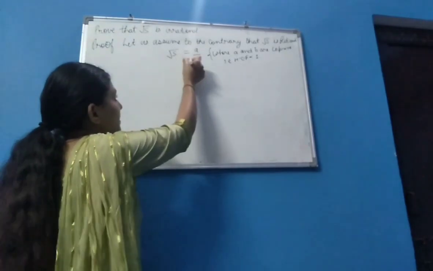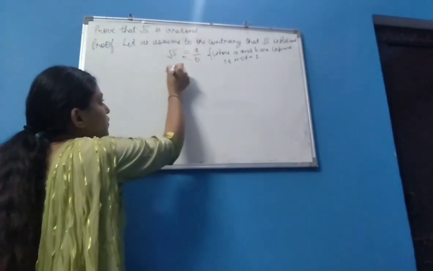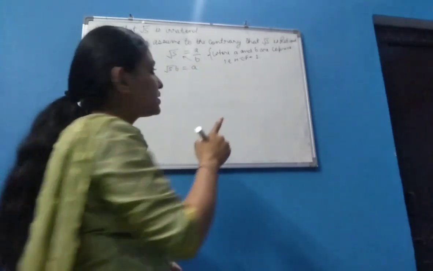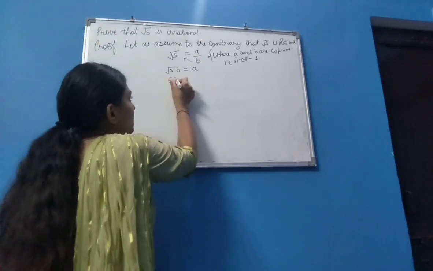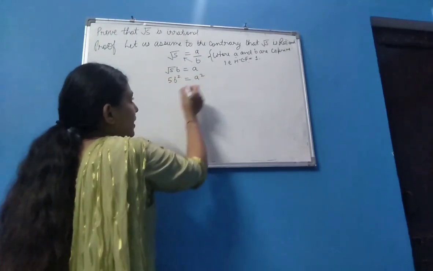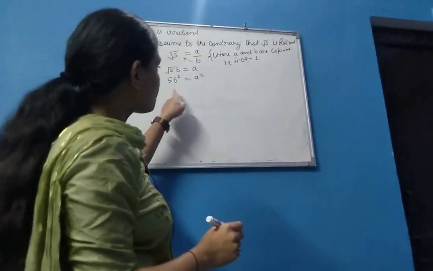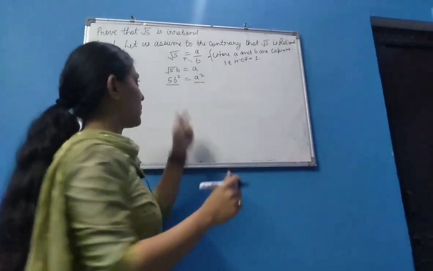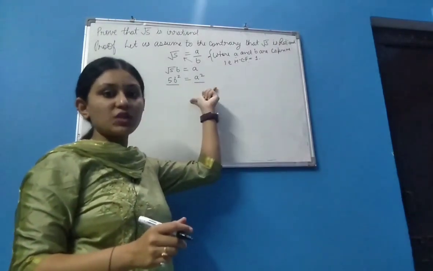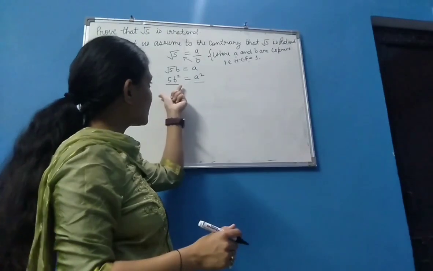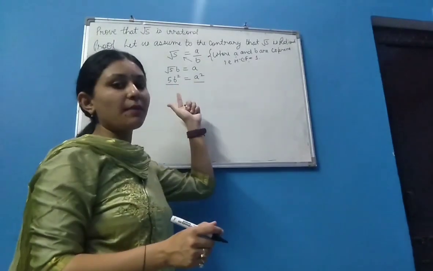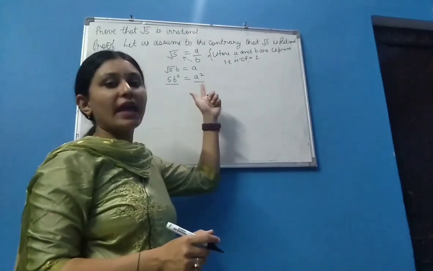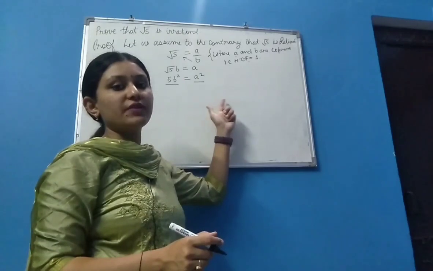So we will cross multiply this B here. We get root 5 B is equal to A. Now squaring both sides, we get 5B square is equal to A square. 5B square जो है वो A square के equal है. तो we can clearly see that 5B square is divisible by 5, 5 से divisible है. So we can say that A square is also divisible by 5.